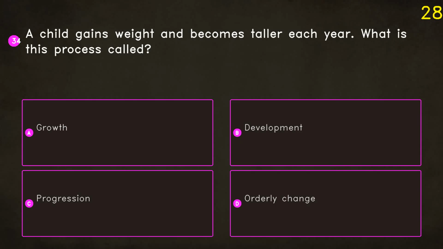Question 34. A child gains weight and becomes taller each year. What is this process called? A. Growth. B. Development. C. Progression. D. Orderly change.